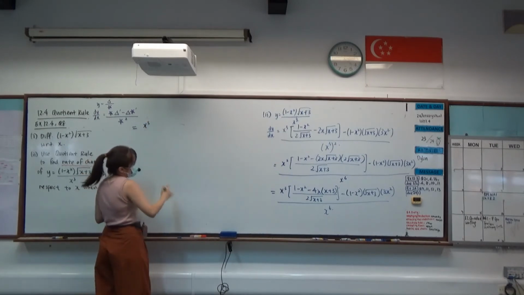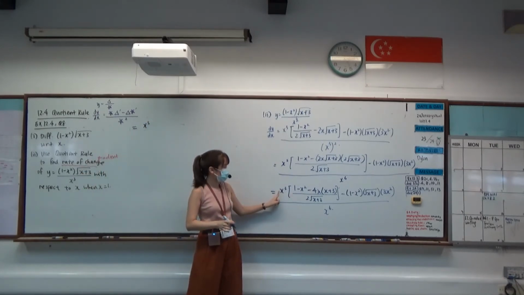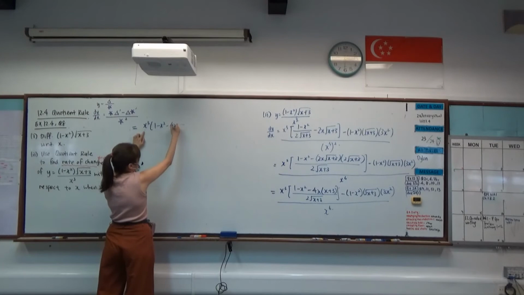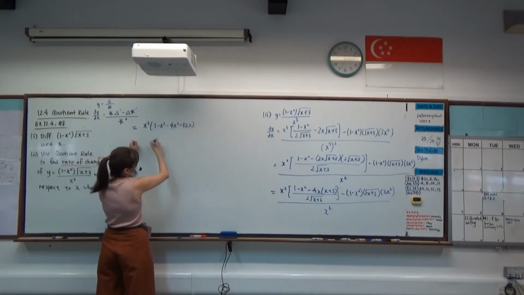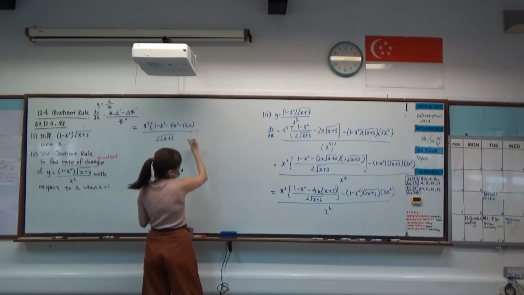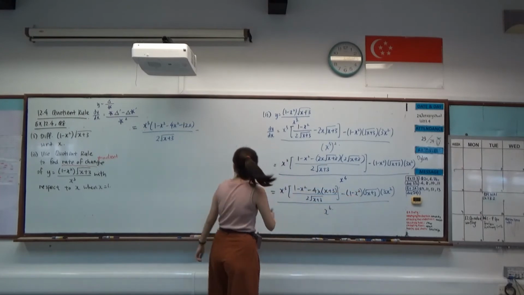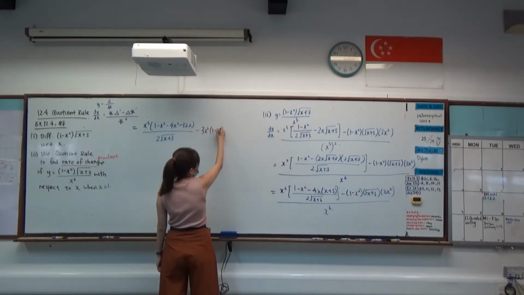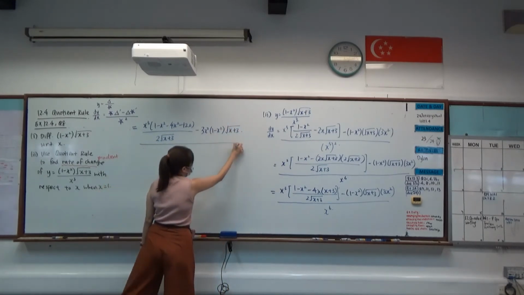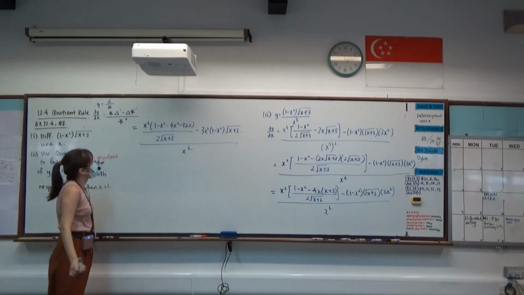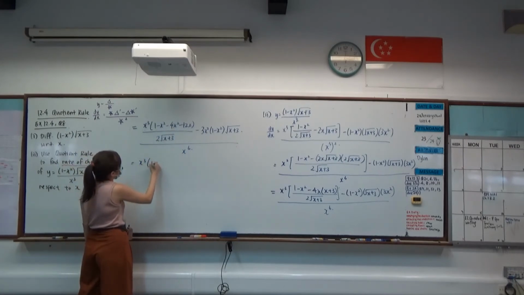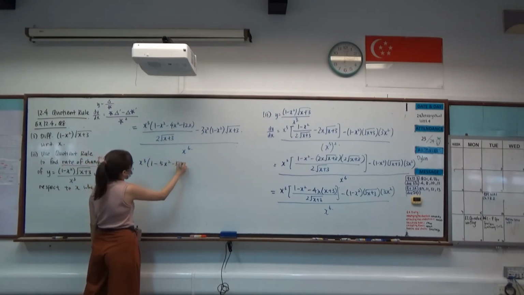I'll get x cubed. Technically, because it's a multiplication, I can bring it up to the numerator, so I'll just have x cubed 1 minus x squared minus 4x squared minus 12x over 2 square root x plus 3 minus away. Let me just rearrange this bit. 3x squared 1 minus x squared square root x plus 3 over x to the power 6. Okay. This one gives me a 1 minus 5x squared minus 12x.